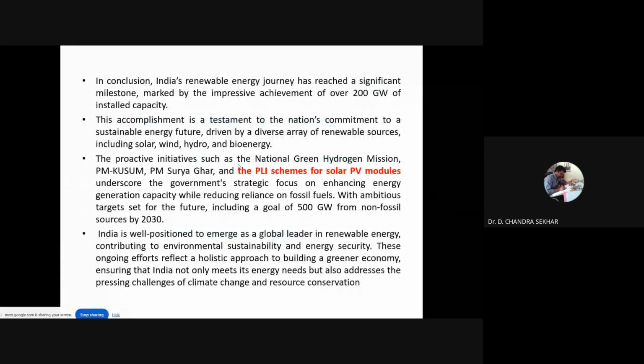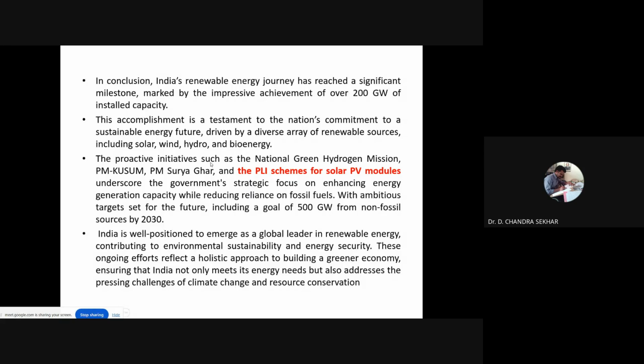So, in my conclusion, India's renewable energy journey has reached a significant stage. That means up to 43%. Here, the central government of India has given a few policies. The nation's commitment to a sustainable energy future is driven by a diverse array of renewable sources, which includes solar, wind, hydro, and bioenergy.